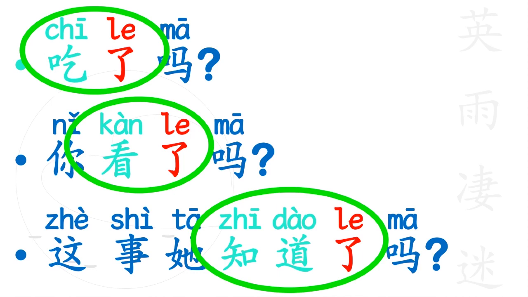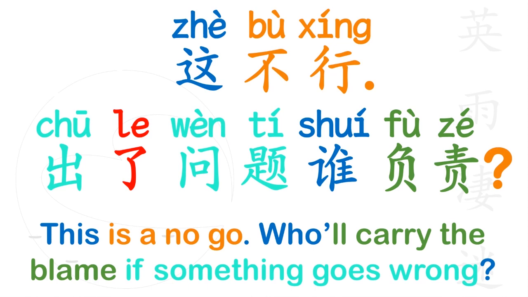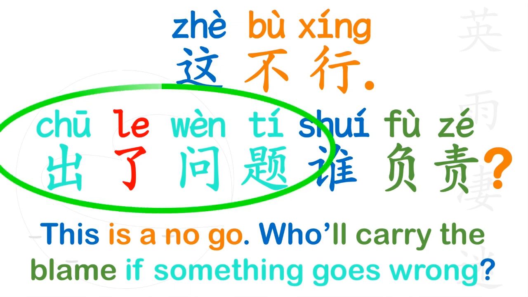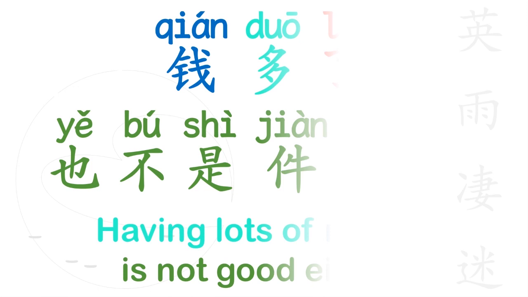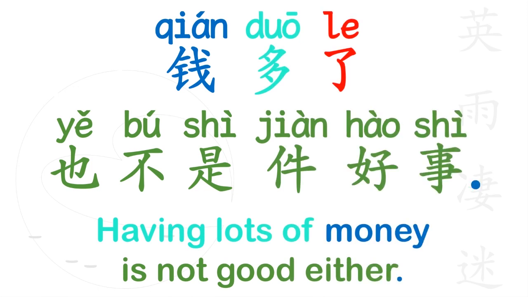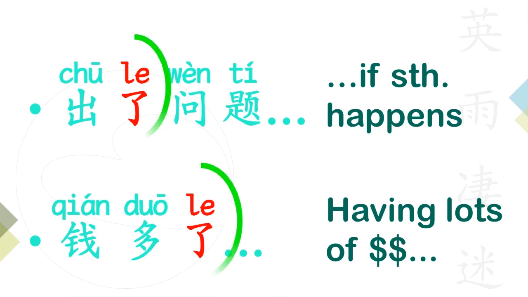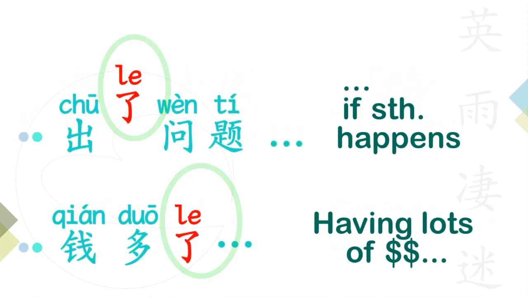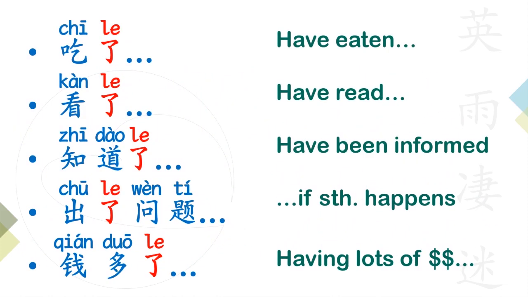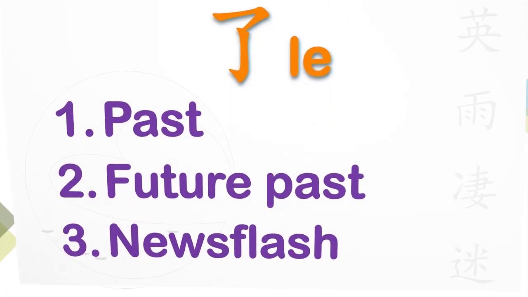You can also reference something hypothetical. For example, 这不行, 出了问题谁负责? This is a no-go. Who's going to carry the blame if something goes wrong? We learned 出问题 in episode 16, remember? 钱多了也不是件好事儿. Having lots of money is not good either. Not something I agree with, but this is a good example. So you're flagging something that is not factual. You flag them to make comments about their eventuality for the sake of commenting. For these uses similarly, le just tags right behind an action word, descriptive word, or phrases. That's function number 2.